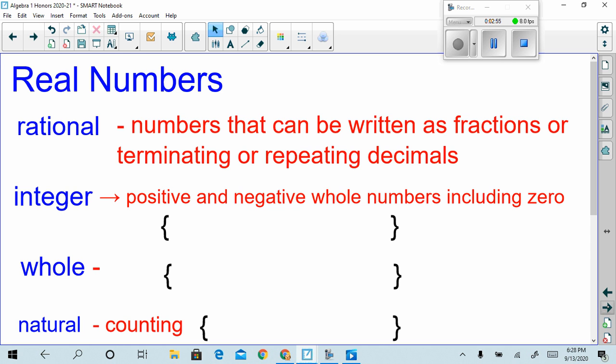So when I think of real numbers, I'm going to be focusing on the rational, the integer, the whole, and the natural. Now I have a list below here that I'm not sharing with you right now because I'd like to hear some of your suggestions before I share what else is on mine. Now rational numbers are numbers that can be written as a ratio or in fraction form, and as decimals they're either terminating or repeating.